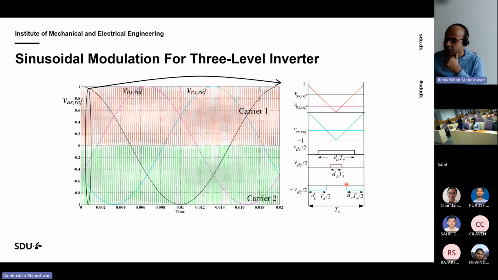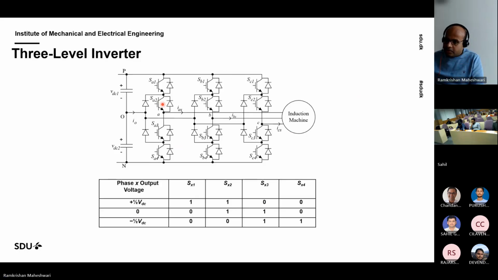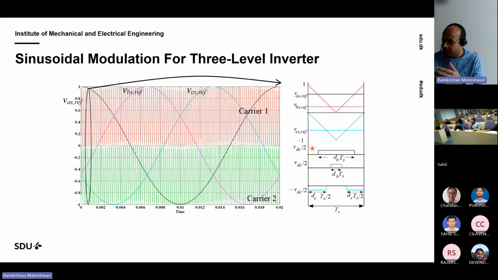And whenever you are connecting to this 0 terminal, then you are feeding the load current to the midpoint of the DC link capacitors. And this may cause a problem because points P and N potentials are fixed by the supply or maybe a rectifier on this side. But the point O potential is not fixed and it is dependent upon this I naught current. And this I naught current is the phase current depending upon the switching state.